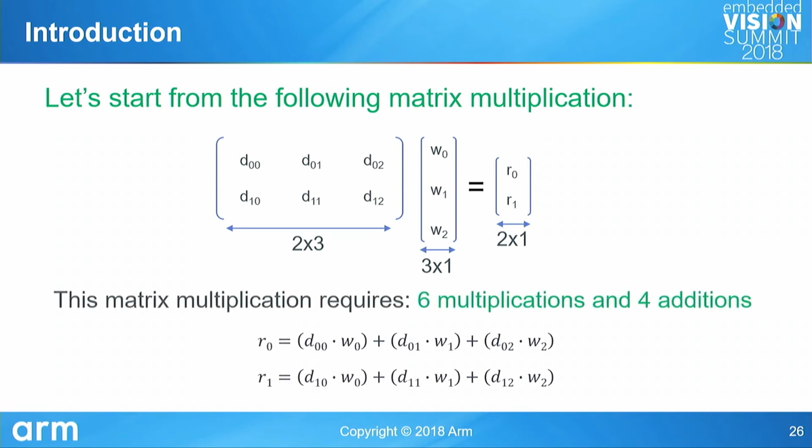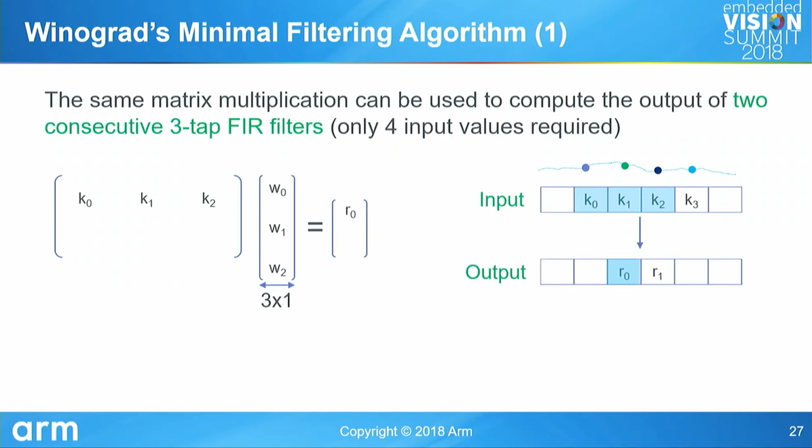Essentially, 6 multiplications and 4 additions. This is trivial. So with Winograd, we are going to reduce the amount of multiplications needed for this small matrix multiplication. And to explain this, I need to introduce 1D filtering, because essentially the first step to explain Winograd concerns the convolution layer with 1D signals.